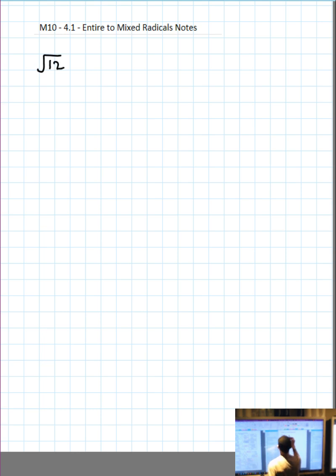So what I'm going to do is, off to the right, barely, do a prime factorization, 4 times 3 and 2 times 2. Then I'm going to write root 12 as 2 times 2 times 3.